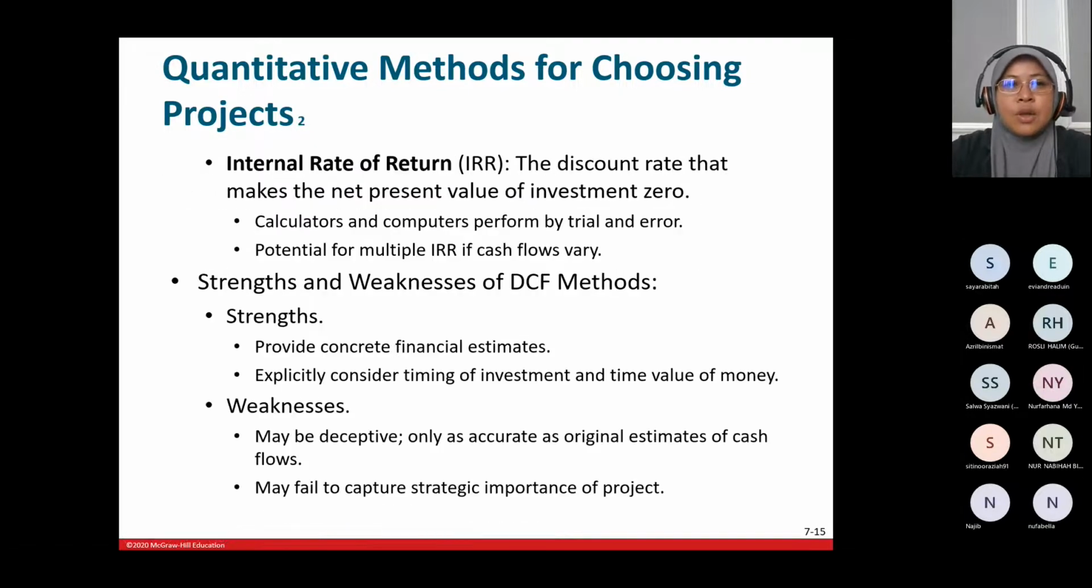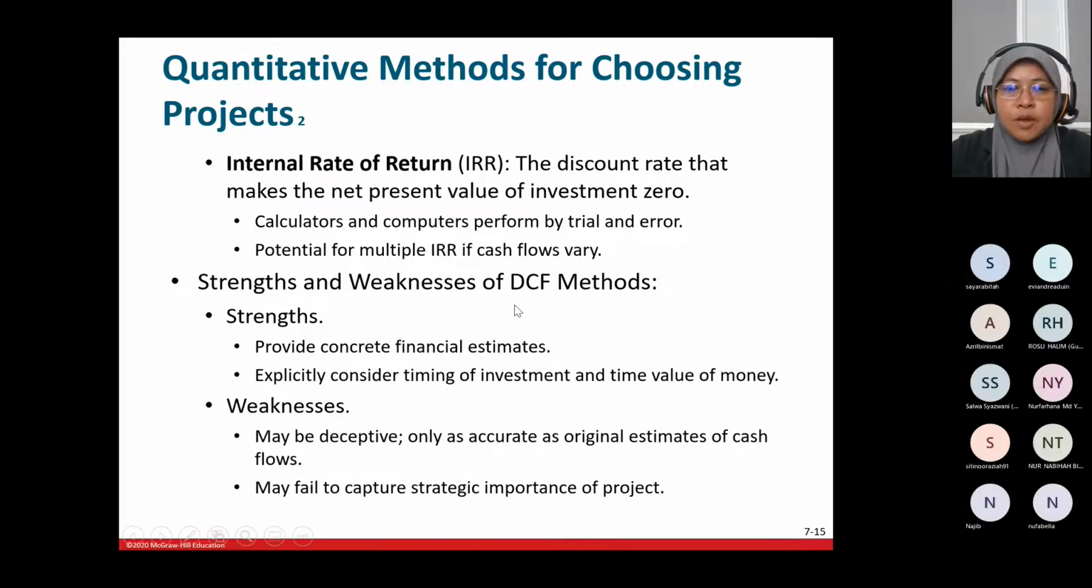Okay, so internal rate of return is the discount rate that makes the net present value of an investment zero. Calculators and computers perform it by trial and error, and there is potential for multiple IRRs if cash flow varies. So IRR is determined by the industry and by the firm. How much the internal rate of return should actually be must be identified based on the performance of every firm.